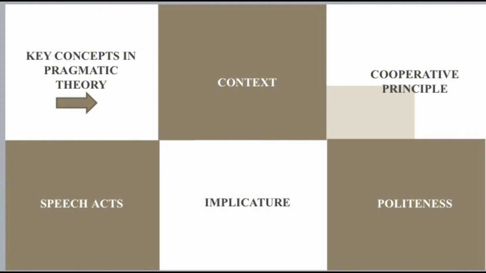Number 2, cooperative principle. Proposed by philosopher Paul Grice, the cooperative principle suggests that in communication, people assume that others will contribute relevant and meaningful information. It involves 4 maxims: the maxim of quantity, be as informative as necessary; the maxim of quality, be truthful; the maxim of relation, be relevant; and the maxim of manner, be clear and avoid ambiguity.